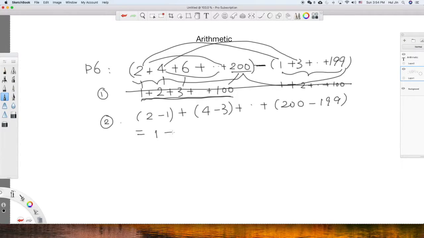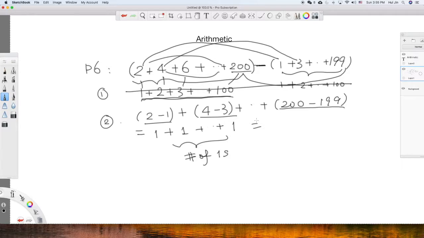2 minus 1 is 1, another 1, another 1. Now the question is, how many ones? All right, so for that, you realize that for each of the pairs, the first number is an even number, and the even numbers go from 2, 4, all the way to 100. How many even numbers are there? One way to think about it is totally from 1 to 200, there are 200 numbers. And in these 200 numbers, there are an equal number of even numbers and odd numbers, which means there are 100 even numbers and 100 odd numbers.